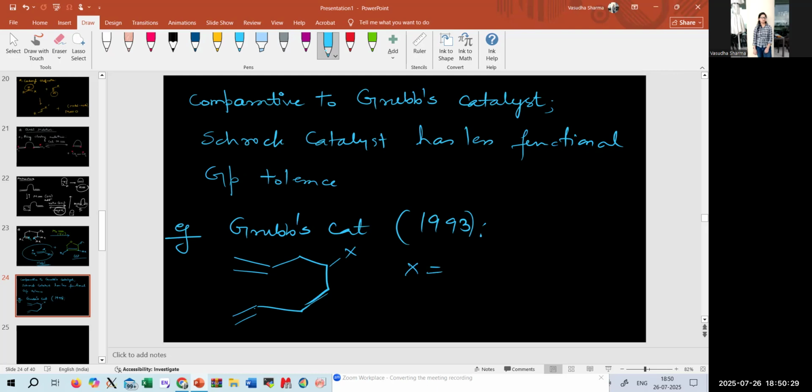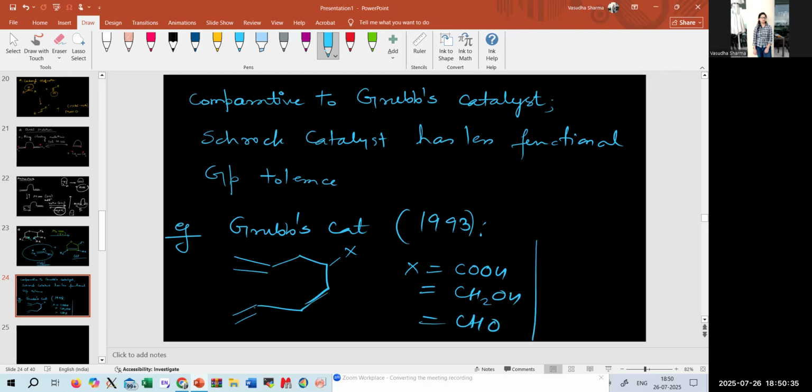So here, if X equals acid, alcohol, CHO, you will end up getting a percentage yield of 87, 88, 82 of the product, which is your cyclic group, because this and this have to form a double bond, and this X remains as such. It will not go through any reduction at all. It has a high functional group tolerance, which is not present in case of the Schrock catalyst.